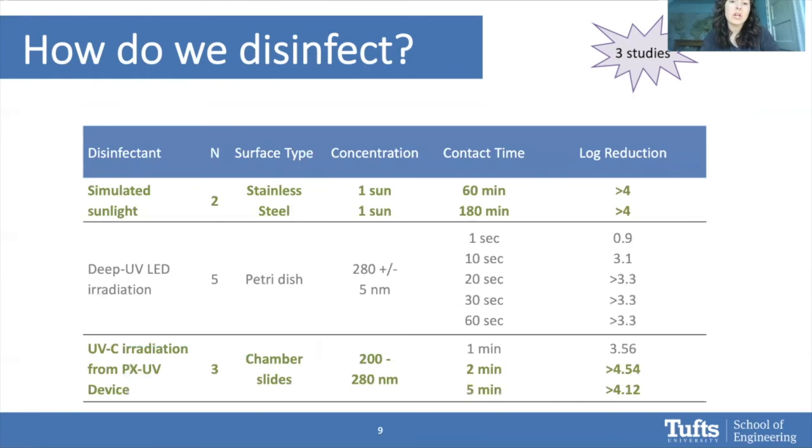And then furthermore, on surfaces, there are only 3 studies that tested SARS-CoV-2 surface disinfection, looking at simulated sunlight for at least 60 minutes of contact time had greater than 4 log reduction, as well as UVC irradiation for 2 minutes of contact time. But I'll note that SARS-CoV-2 surface disinfection results are limited.